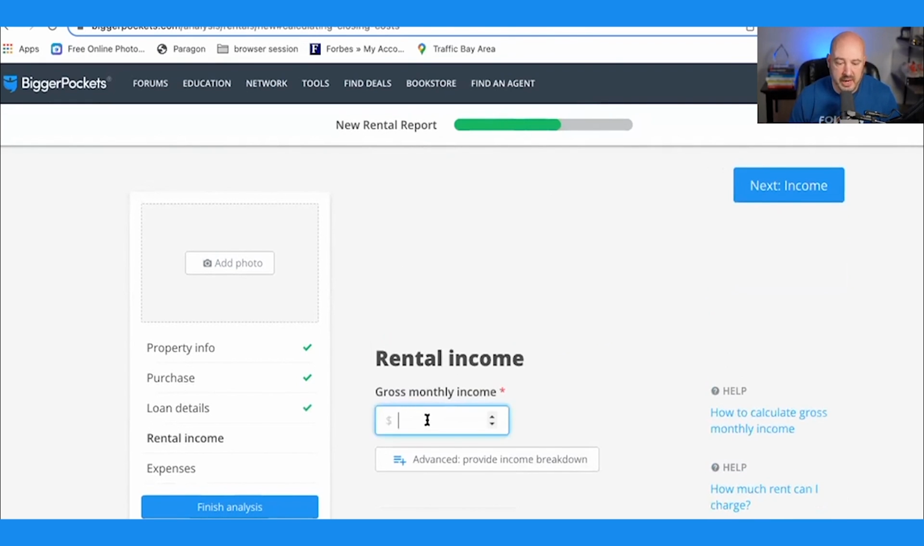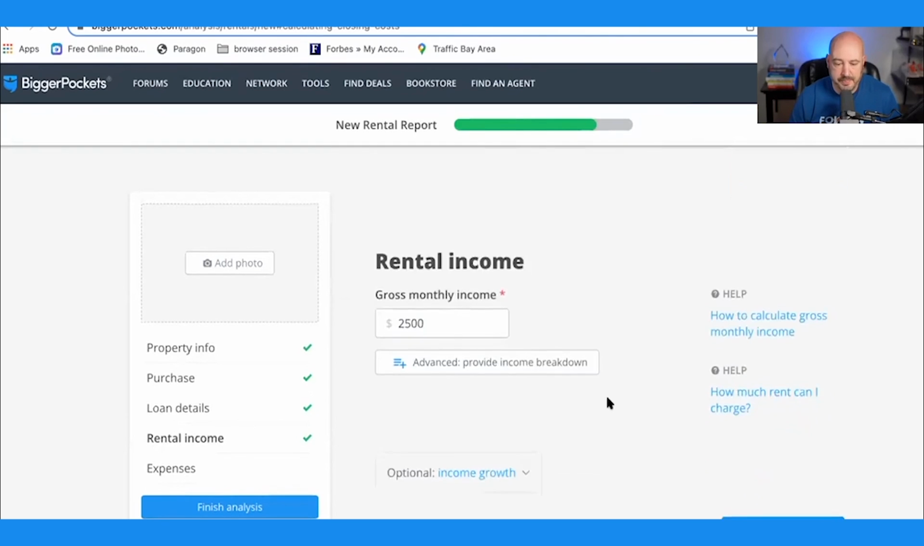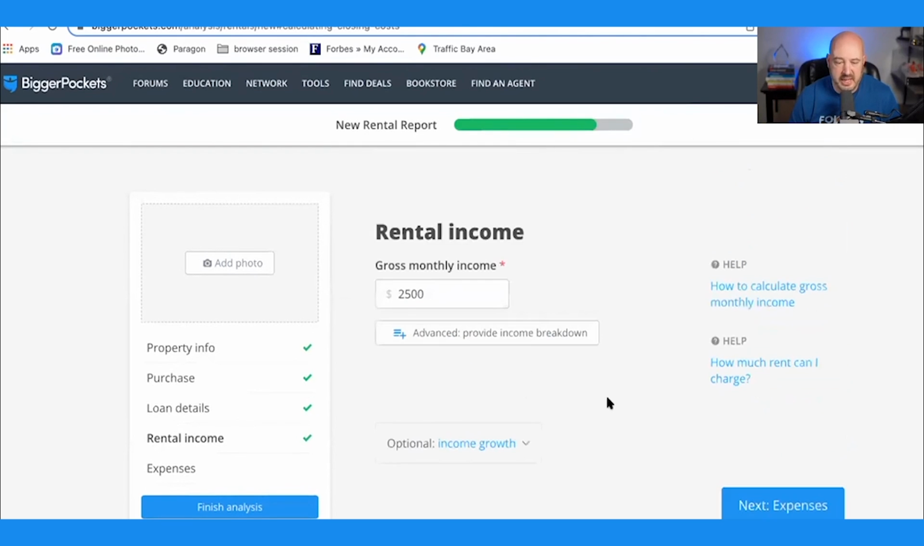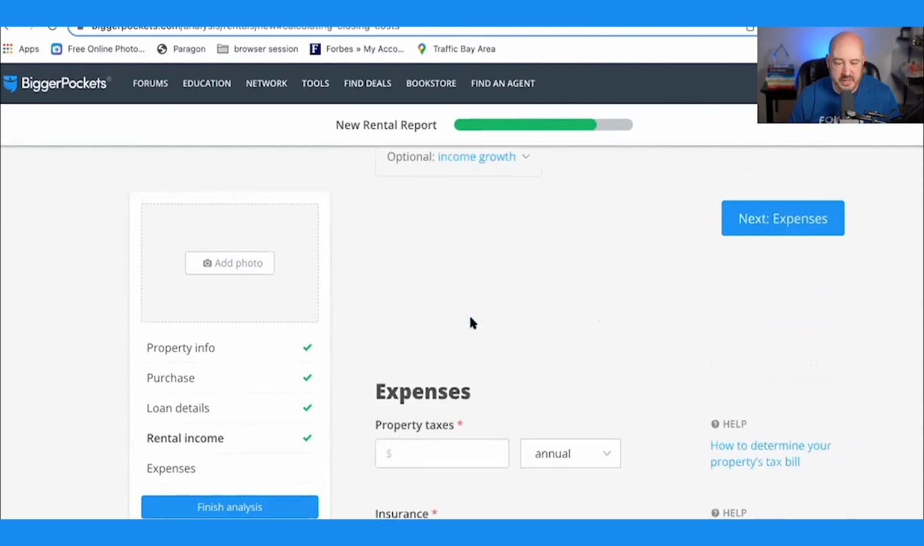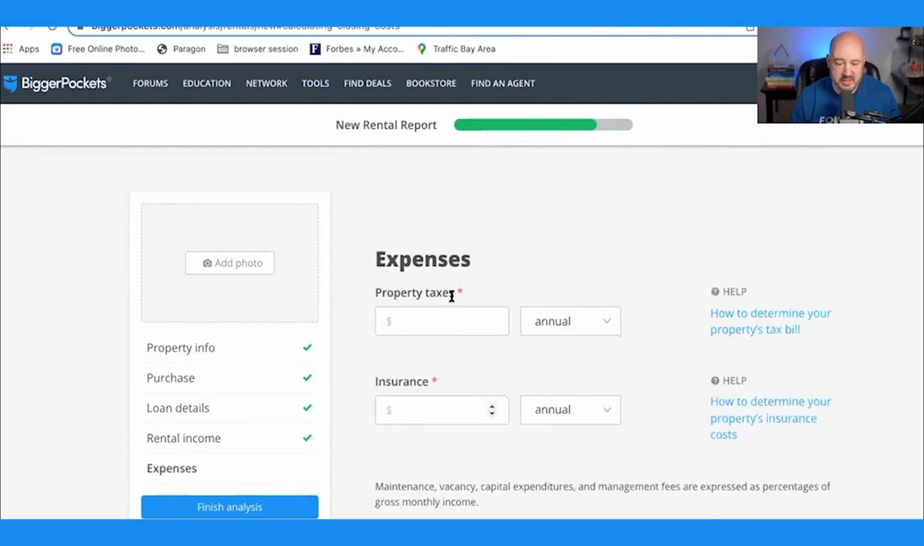Now, remember how we ran the rental income earlier, right? This is where we're going to put that in, $2,500 a month in gross monthly income. Remember how I said cash flow is income minus expenses? Well, we figured out our income. Now we just have to figure out our expenses.